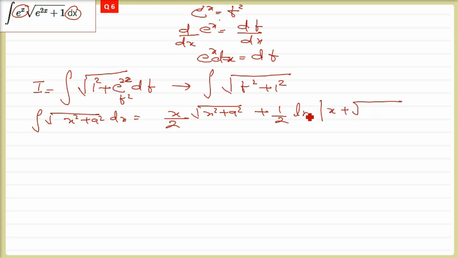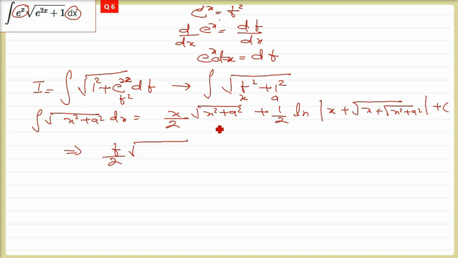under root, ln is log base e, x plus under root x square plus a square. There is a slight mistake which I am going to just fix, but right now it's just x plus under root x square plus a square. Take x as t, a as 1 and replace it here.